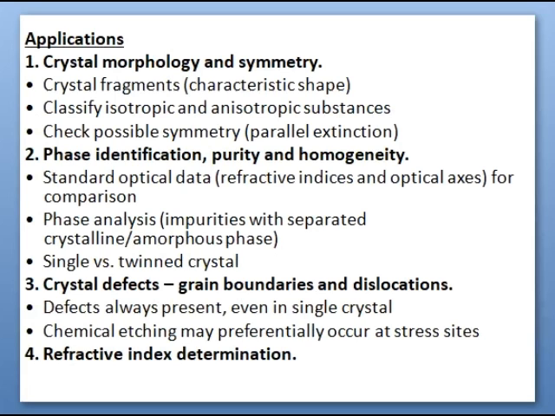So next, in the crystal morphology, check the possibility of symmetry, parallel extension between two components. Next application is phase identification, purity and homogeneity. Here, in what phase does a particular component lie, or whether it is a mixture of phases, that is crystalline or else an amorphous phase. We have discussed crystalline as well as amorphous in material science itself. Apart from that, standard optical data, refractive indices, optical axis for comparison.